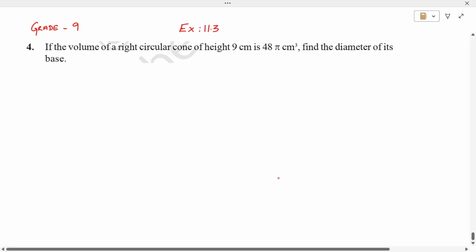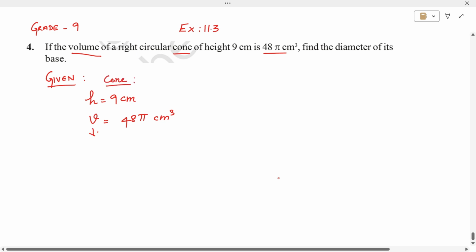Question number 4. Just filter the given from the question. If the volume of a right circular cone of height 9 centimeter, so h is equal to 9 centimeter, and the volume is 48 pi centimeter cube. What is the shape? It is a cone. So I'm talking about the height and the volume of a cone.